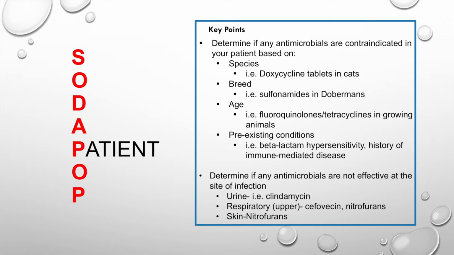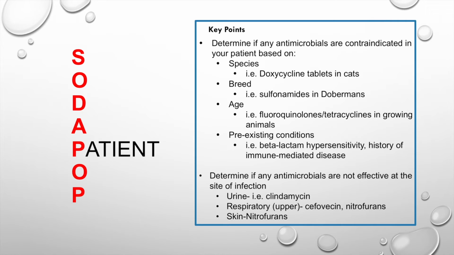After making our list of antimicrobials, we must now compare those antimicrobials to our patient. We need to determine if any of the antimicrobials are contraindicated in the patient based on species, breed, age, or any pre-existing conditions. For species, a good example is doxycycline tablets in cats, which can cause esophageal stricture. For breeds, sulfonamides are contraindicated in black and tan breeds, such as Dobermans, because they are at an increased risk for immune-mediated disease.